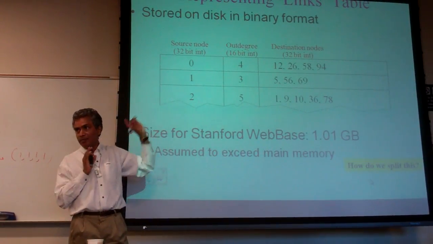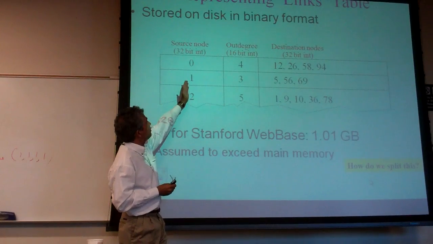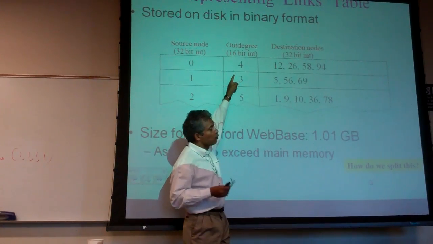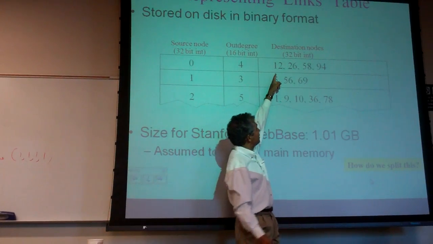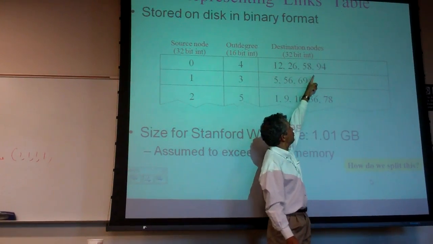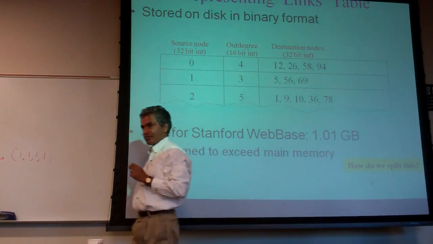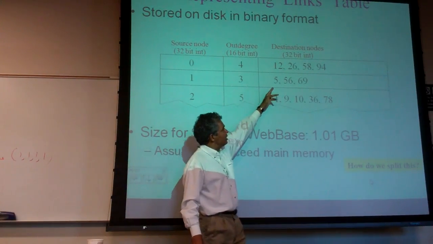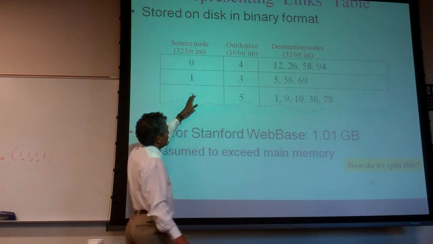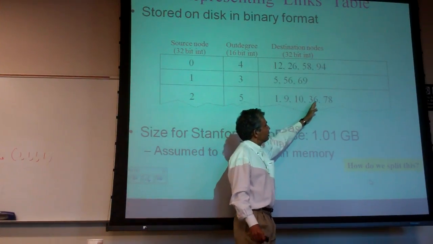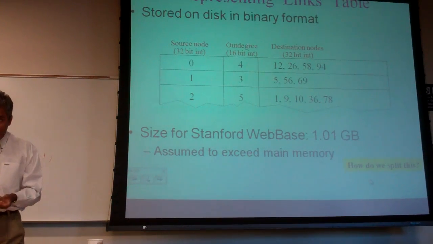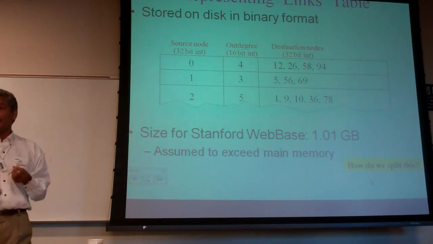So you only keep the link matrix. Here all you're saying is this is my source node, and the source node has out degree 4, that means there are 4 links it is pointing to, and the nodes it's pointing to are 12, 26, 58, and 94. Similarly, 1 has out degree 3, pointing to 5, 56, 69, and 2 has out degree 5, pointing to 1, 9, 10. This is your matrix representation, and if you have this information, you can compute PageRank.